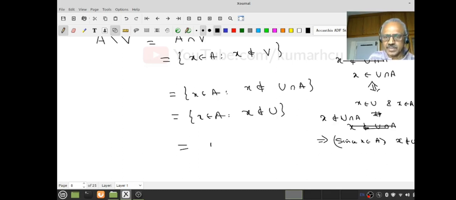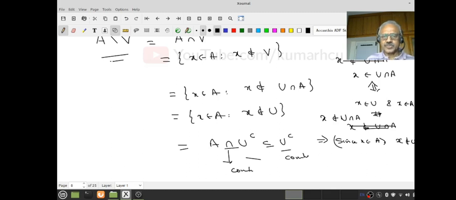This is the same as saying A intersection U complement, and this is a subset of U complement. Therefore, this is countable, right? This is a subset of a countable set. Therefore, this is countable. Therefore, I have proved A minus V is countable.